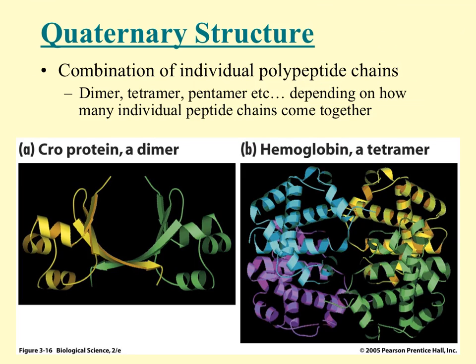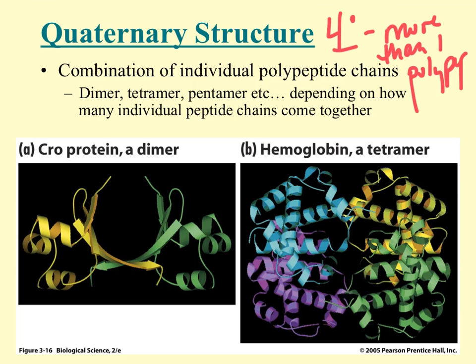Now, there's 4 levels, and the 4th level is really easy. The quaternary structure only occurs when you have more than one polypeptide chain. And what am I talking about? Any individual polypeptide chain can fold up into a tertiary structure. And then if you have a tertiary structure of one polypeptide chain and a tertiary structure of a second polypeptide chain, they can link together through non-covalent bonding.